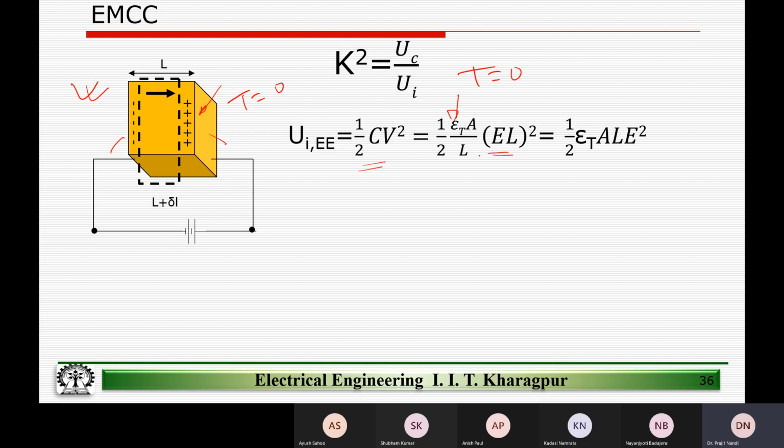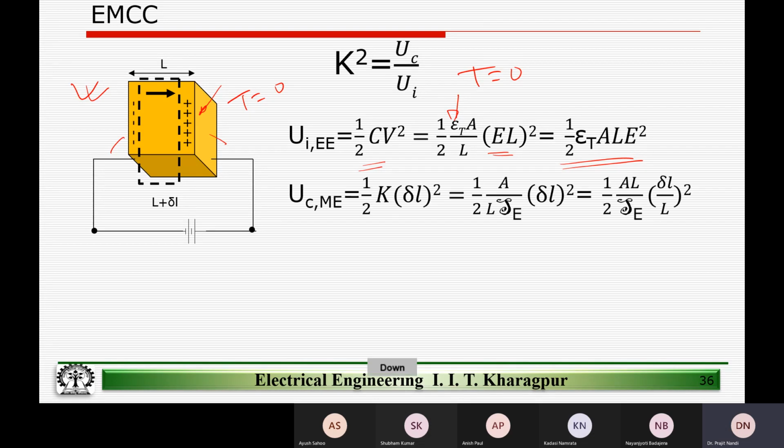This is again pretty straightforward, class 11, 12 physics, right? And this turns out to be, whatever, half epsilon T AL E square, right? And the mechanical energy we know from, again, basic physics is half kx square, where x is the deformation. In this case, instead of x, the deformation is delta L. So, it is half k delta L square.